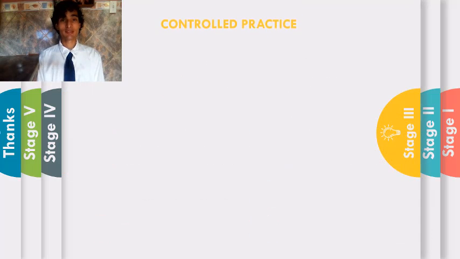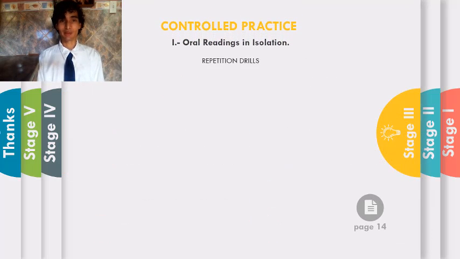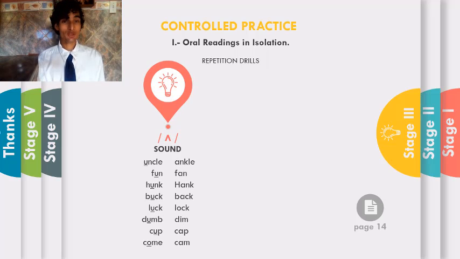Now let's move on to the third stage, control, practice and feedback. Let's have some output. Repeat after me the following words. Take into account that the column at right does not contain the target sound. Compare the production of these two words. Uncle, ankle.